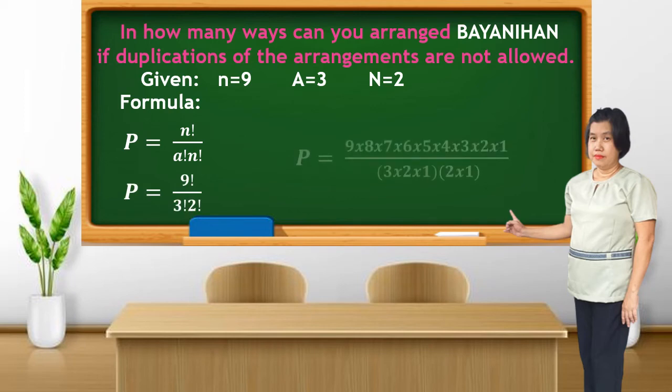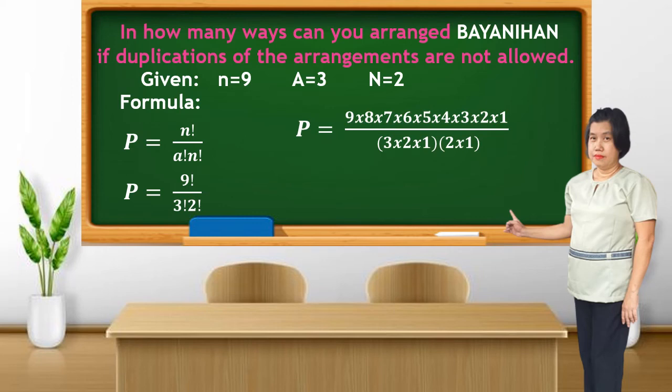9 factorial is equal to 9 times 8 times 7 times 6 times 5 times 4 times 3 times 2 times 1, which is equal to 362,880, all over 3 factorial, 2 factorial, which is equal to 3 times 2 times 1 times 2 times 1, which is equal to 12. So 362,880 divided by 12 is equal to 30,240.